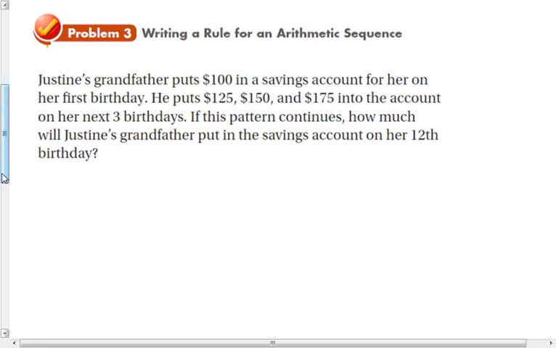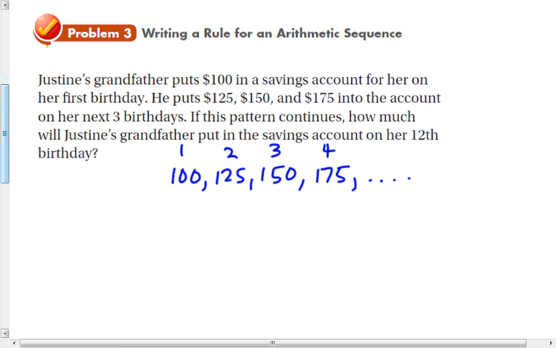Okay. Justine's grandfather puts 100 in a savings account for her on her first birthday. He puts 125, 150, 175 on her next 3 birthdays. So let's just write out the sequence: 100, 125, 150, 175. And that continues. And this is her first birthday, second birthday, third birthday, fourth birthday.